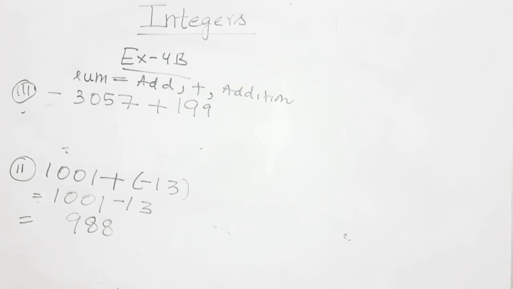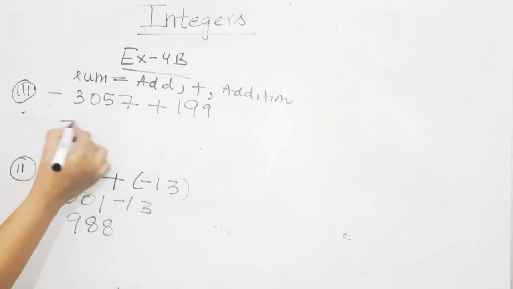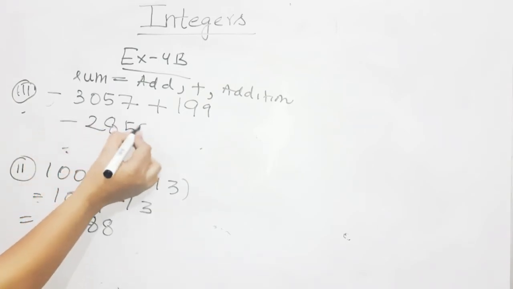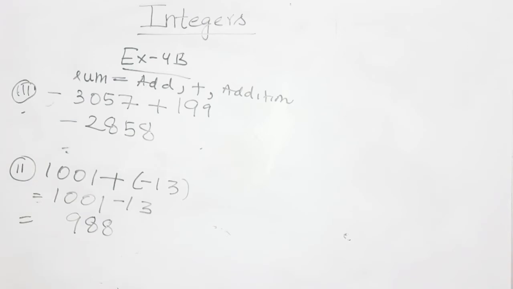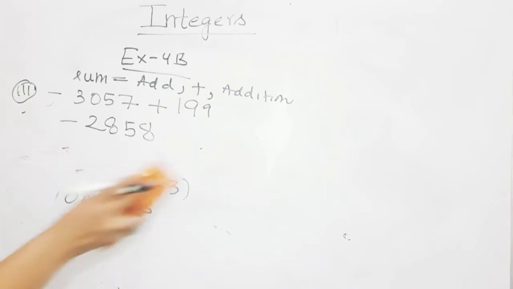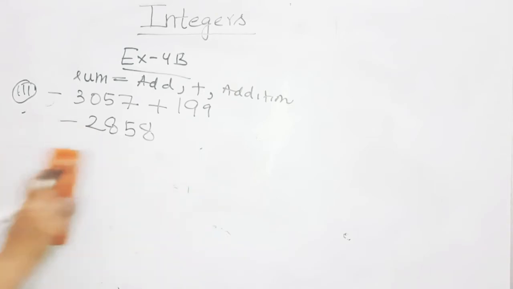Now the third option is minus 3057 and 199. One is positive, one is negative, which means we have to subtract. The greater number has which sign? The greater number has a negative sign. So once you subtract, the answer will be minus 2858. Okay students? If I sit here in the video and do the plus minus in full, it will take a lot of time and I don't want to waste time. I just want to explain so that whatever I am explaining is crystal clear.